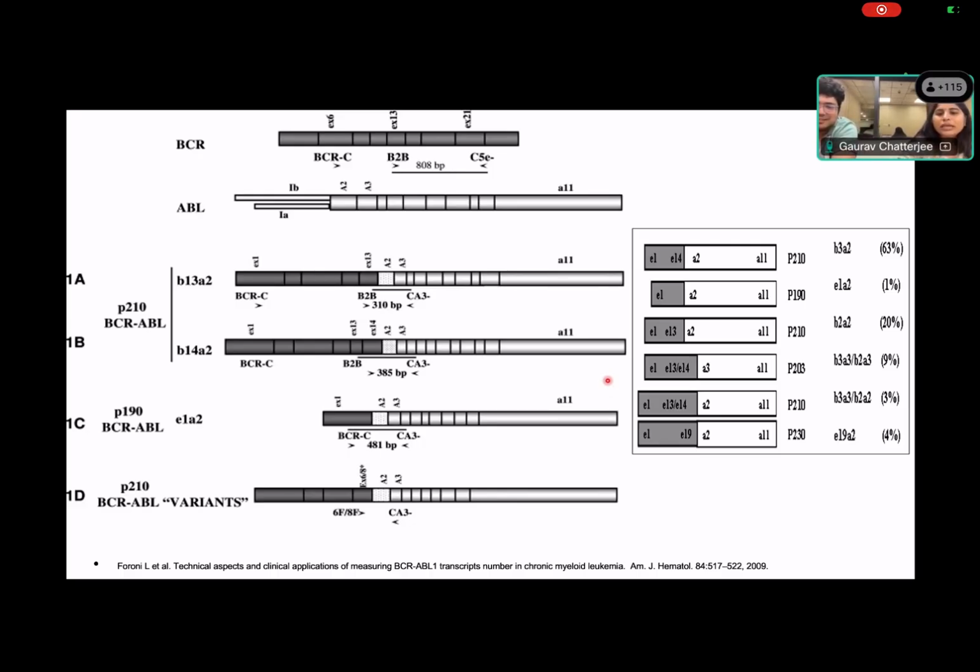Yeah. If we look at the BCR-ABL, the commonest transcript that we get is E14A2 in 63% cases, and E13A2 is there in 20% cases. But even in CML, we can get E1A2 in 1% cases. So we have to identify what transcript was there in baseline so that exactly the same transcript we can identify in real-time PCR during monitoring time points.